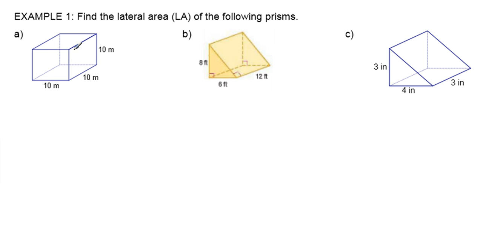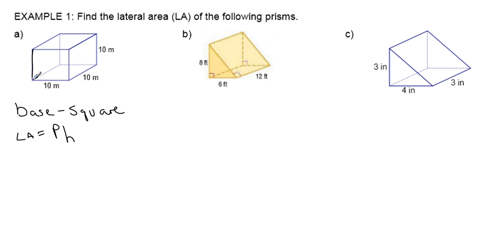Okay, so for the first example, first let's identify what our base is. The base of the figure is, and I know it doesn't appear to look like a cube, but all of these side lengths are going to be 10 meters. So the base is going to be the figure of a square. If we want to find the lateral area of the prism, we find the perimeter of our base times the height of our prism.